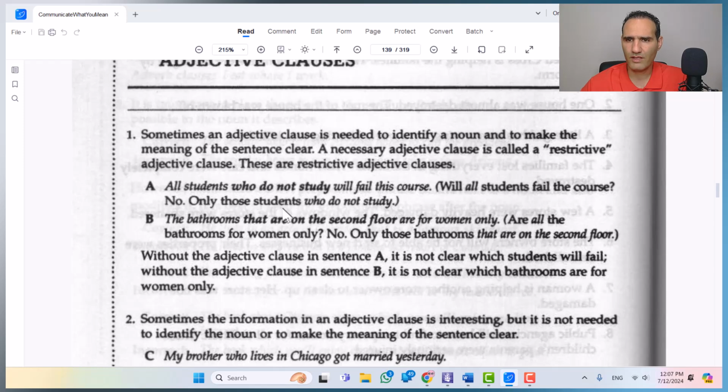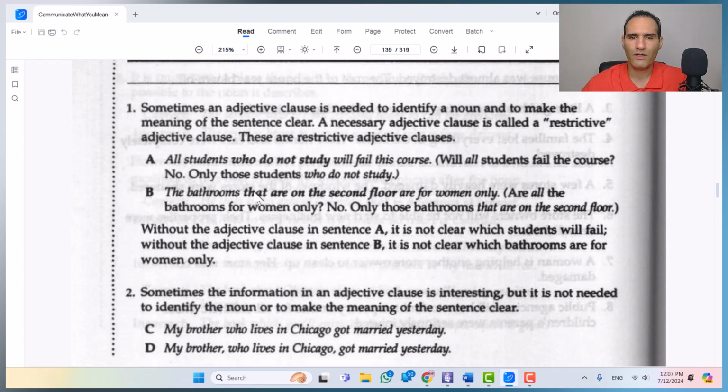So just reading some examples here in order to open the idea in your mind. All students who do not study will fail this course. So does it mean all the students will fail? The adjective clause is separating some students from the others. It says those who do not study will fail. So not all of them, just those who do not study. The adjective clause here is separating some from the rest.